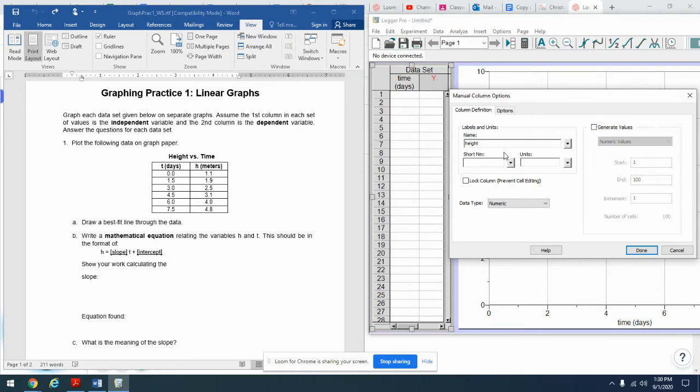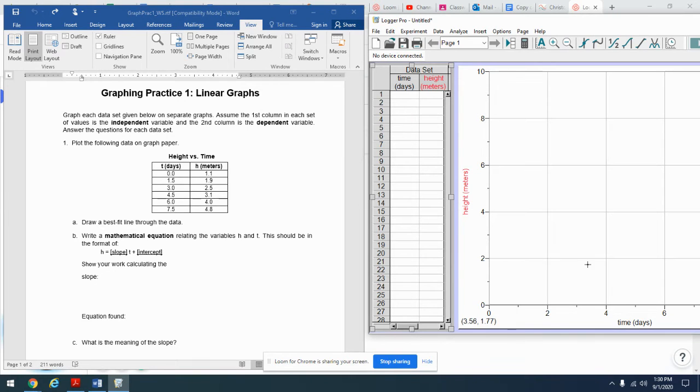Let's see, short name. Let's call that H. And the units are meters. You could just use M for short there if you want, but I'm going to type in meters. All right, that's done. Notice all three of these are filled in. All right, looks good.